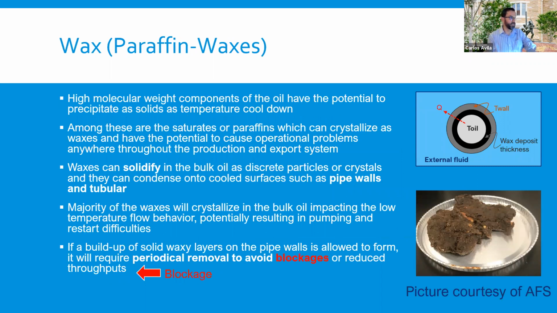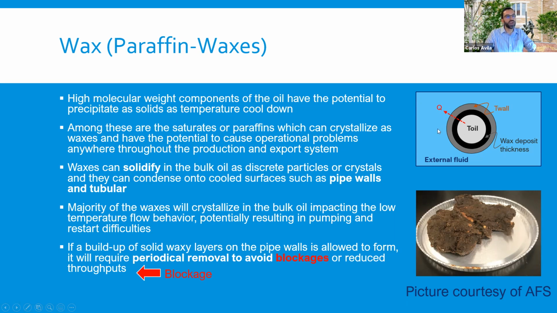One of the other issues that I want to touch on today is wax or paraffin deposition. Wax is a high molecular weight component in the oil that precipitates as the temperatures drop. Remember I mentioned that we have subsea flow lines that are exposed to low temperature close to the sea floor, where the seawater can be around 4 degrees centigrade, creating a temperature gradient between the warm oils and the cold pipe wall that you have.